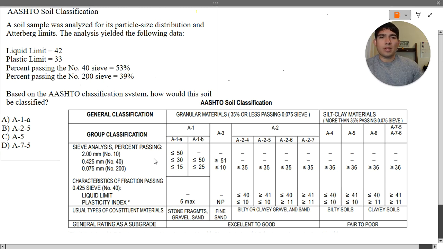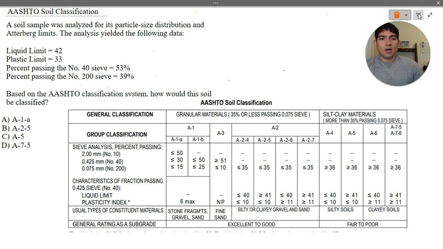So when we make our way to the right side of the table, we hit this first number, which is percent passing less than 30. Ours is 53, so we know it can't be this soil. We keep going to the right. We see percent passing less than or equal to 50. That can't be our soil either because our soil is 53%, like I said, for the number 40 sieve. So now we hit greater than or equal to 51%, starting with this soil here and every soil to the right. We know that one of those soils is our soil because this is greater than or equal to 51, and we have 53% for our soil.